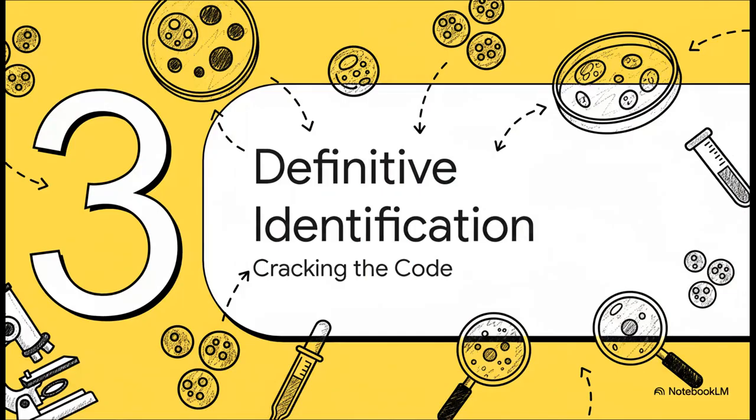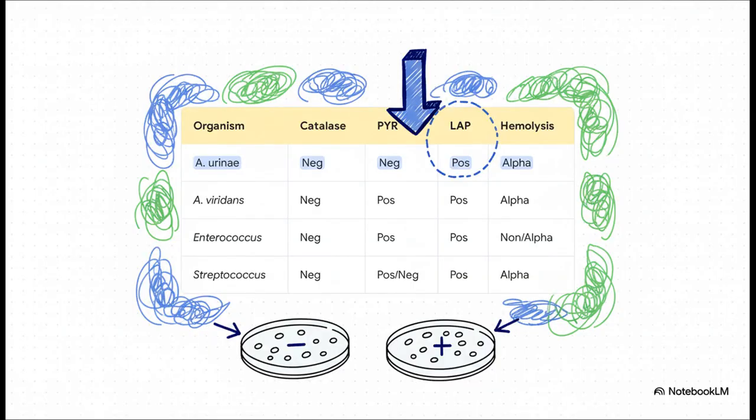Okay, so with all this confusion, how in the world do we get a definitive ID? Let's talk about the tools we have to crack the code and finally unmask this thing. So in the world of biochem, the one test you absolutely need to remember is PYR. Aerococcus urinae is consistently PYR negative, and that's huge because its main lookalikes like Enterococcus and Aerococcus viridans are almost always PYR positive. That simple little test can be your first solid clue that you're on the right track.